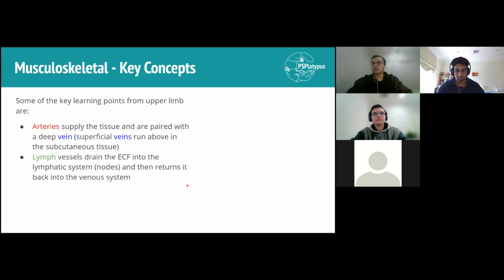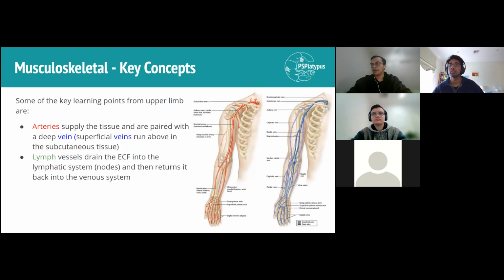And then finally, not as high yield just yet, but will become more useful when you learn cardiovascular anatomy, which is later on in semester 2, arteries are going to supply the tissue, and they're paired with the deep vein, where superficial veins run above these arteries and deep veins in the subcutaneous tissue. So on the right over here, you can see that the upper limb had an arterial system, and also a venous system, which was deep and superficial, right? I'm not going to spend too long on explaining that concept because honestly, it's not very high yield. There's only some things you have to remember about it in terms of venipuncture, but otherwise it's quite low yield at this stage.